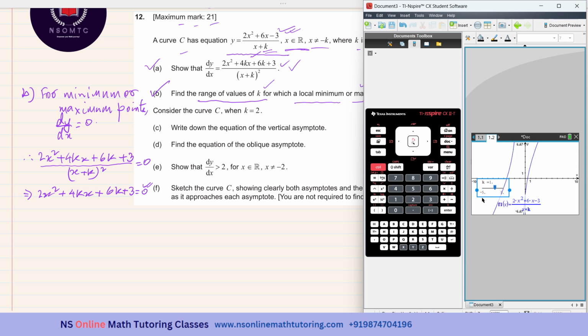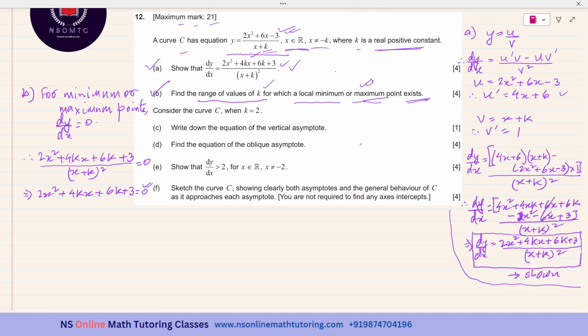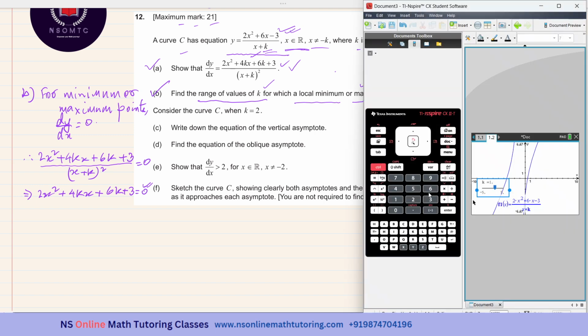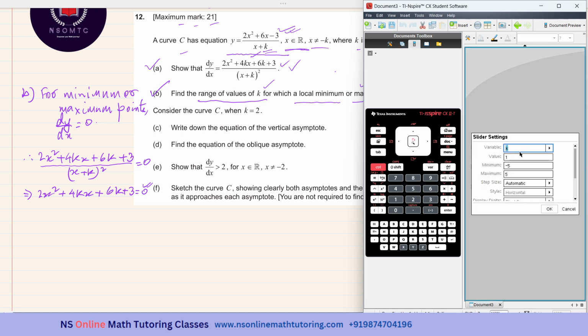And you see the default values for k are from -5 to +5, but the question says that k is a real positive constant, so we will not be having negative values for k. So let us change the setting. You press Control and menu, and this is the settings, and variable is k, value is 1. Okay, no problem. Minimum, I am starting with 0 because it can be 0.1, it can be 0.01. So I am taking the minimum value of k as 0 and let the maximum stay at 5. Okay, let us see what happens.